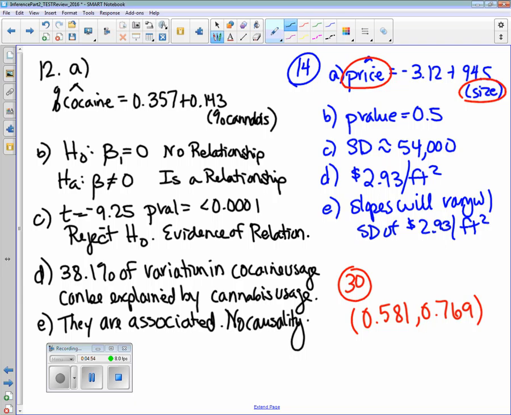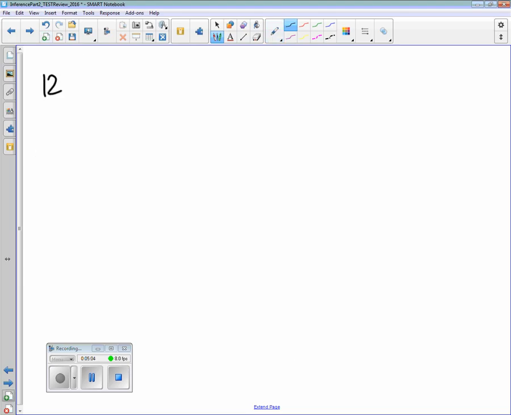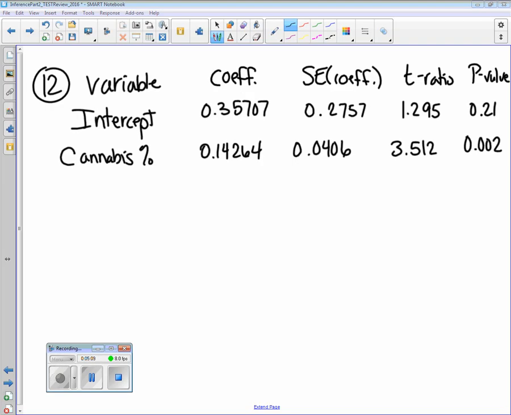So let's start with 12. I'm going to write up here on problem 12 what the computer printout was to make sure that we fully understand what it is that we were given. So here is the computer printout that's given to you. I want to point out some information that's useful to us, and it won't let me do highlighter. I love this smartboard.